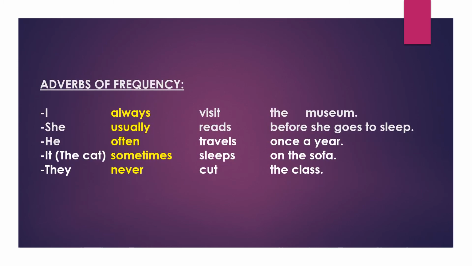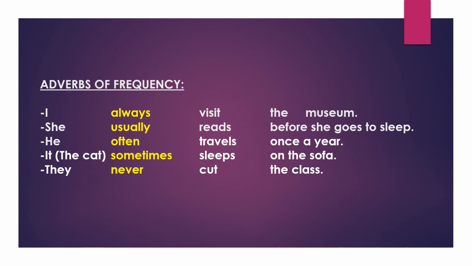Now we talk about the adverbs of frequency. How many times, how often you do something. For example, I always visit the museum. Always means 100%, so almost every day. She usually reads before she goes to sleep. This also means 90%. You do it often, but not 100%, not as often as always.